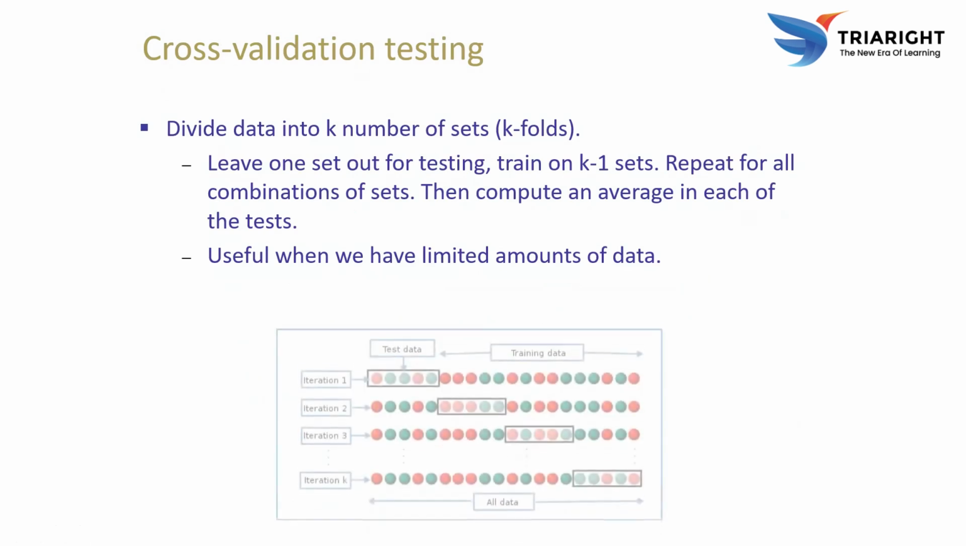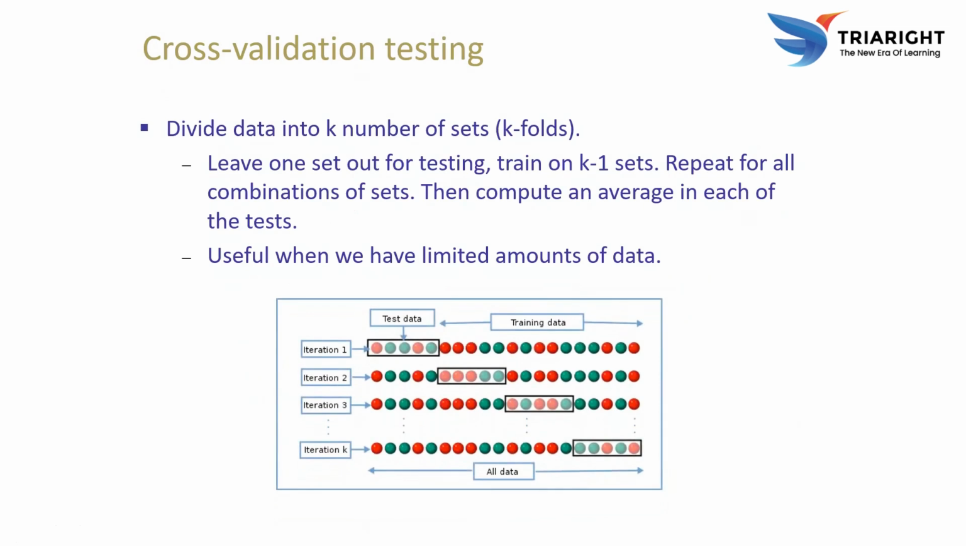It is also the same data, but dividing the data into k number of sets, like the k-fold. Cross-validation testing means we use k-fold: leave one set out for testing and train on the other k minus one, repeat for each combination of the sets, and compute the average across the tests, right? So here we have a number of iterations. Take the 100% data: we hold out 20% for testing and the remaining 80% is used for training.